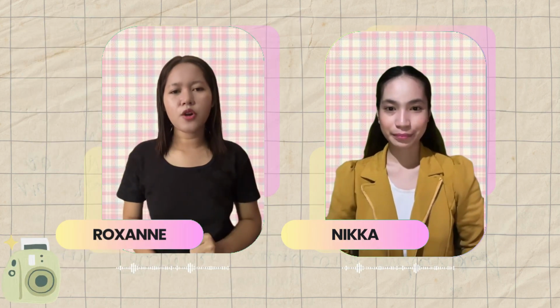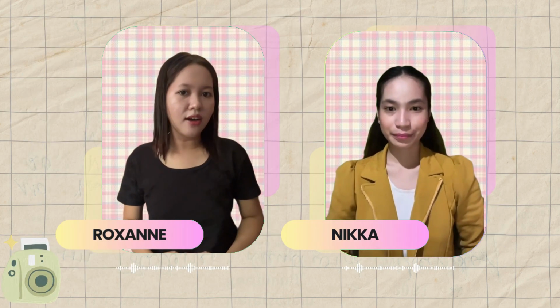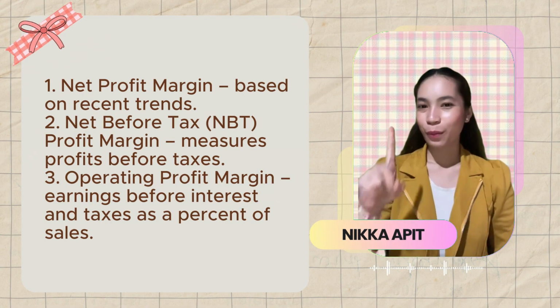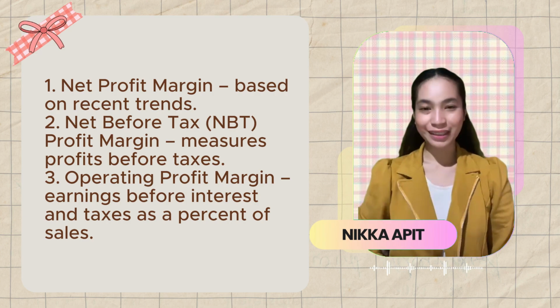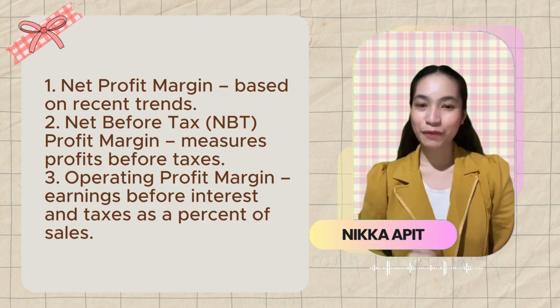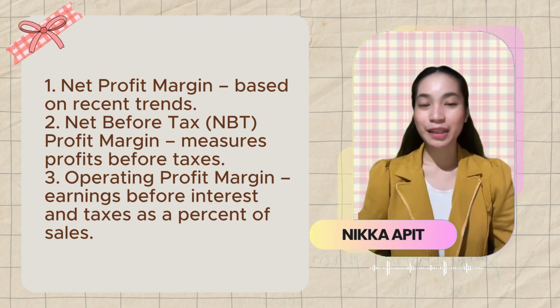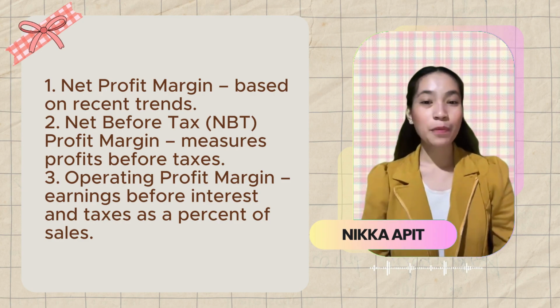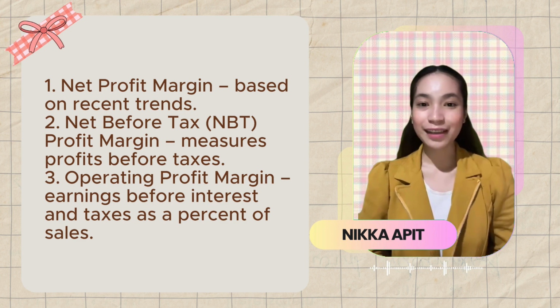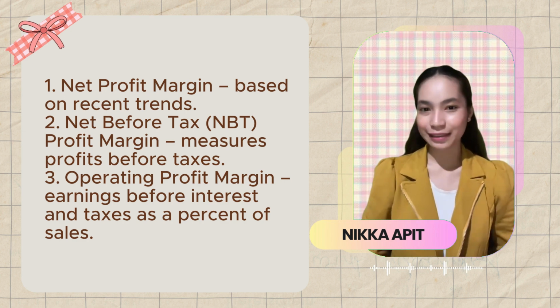What about estimating corporate profits? How is that done? There are three main procedures. One is net profit margin based on recent trends. Second, net before tax profit margin measures profit before taxes. And the third one is operating profit margin, earnings before interest and taxes as a percent of sales.